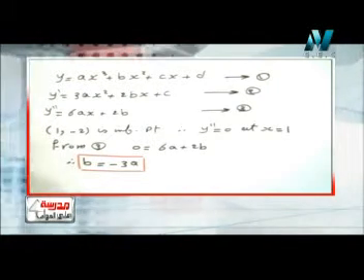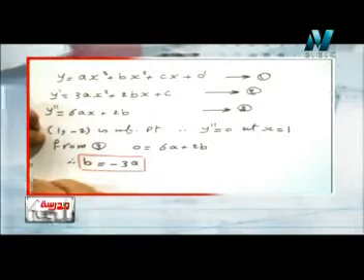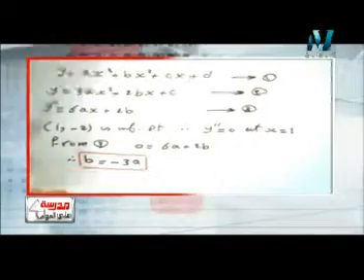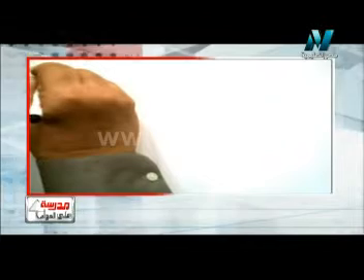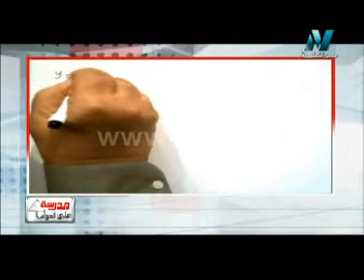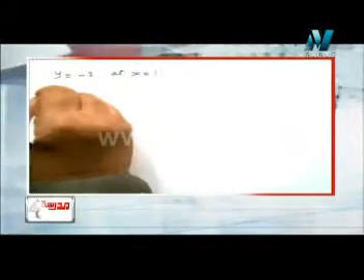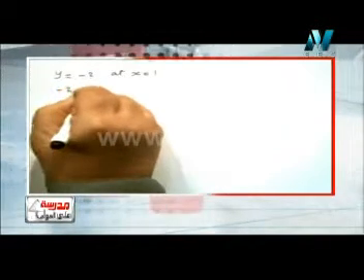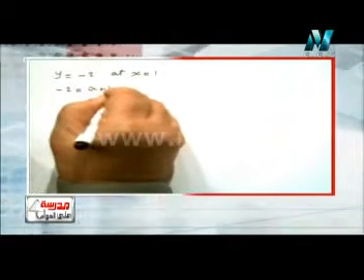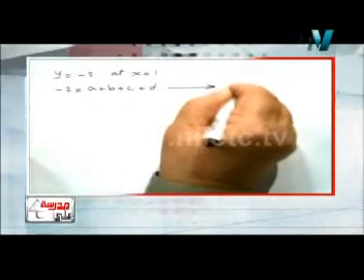بعد كده 1 and negative 2 lies on the curve, therefore 1 and negative 2 satisfy equation of the curve. Therefore y equal negative 2 at x equal 1. Therefore negative 2 equal a plus b plus c plus d, this second equation.